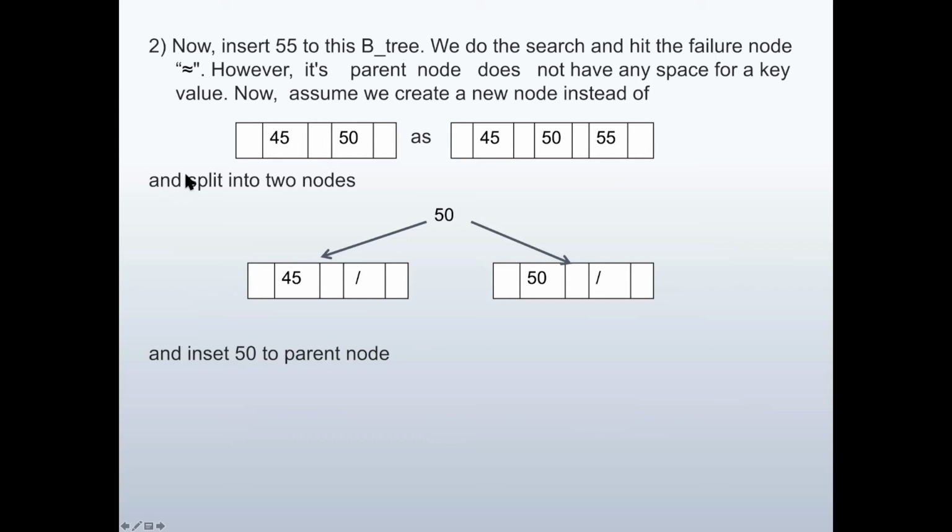And then, in fact, we have three positions for the key values. We split this node into two nodes and we take the middle key up. So after split, we have 45 in the first node and this position is empty, and 55 in the second node and this position is empty. And we take the middle key up and insert 50 to the parent node.